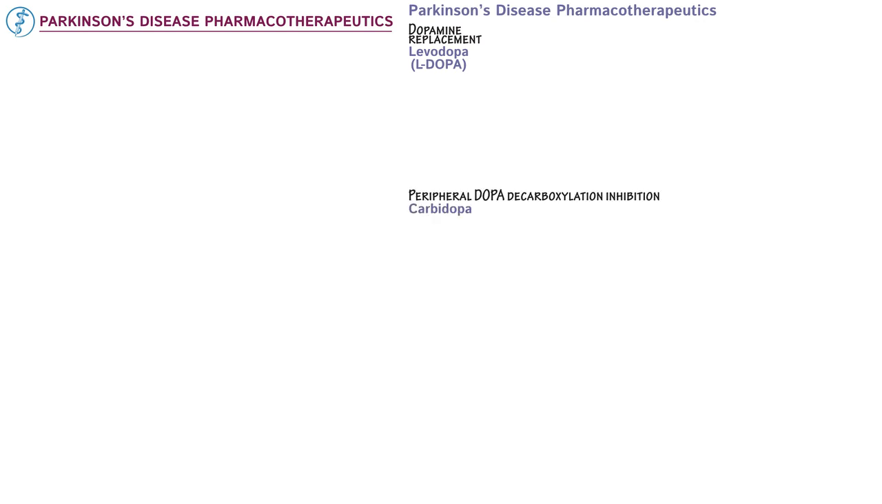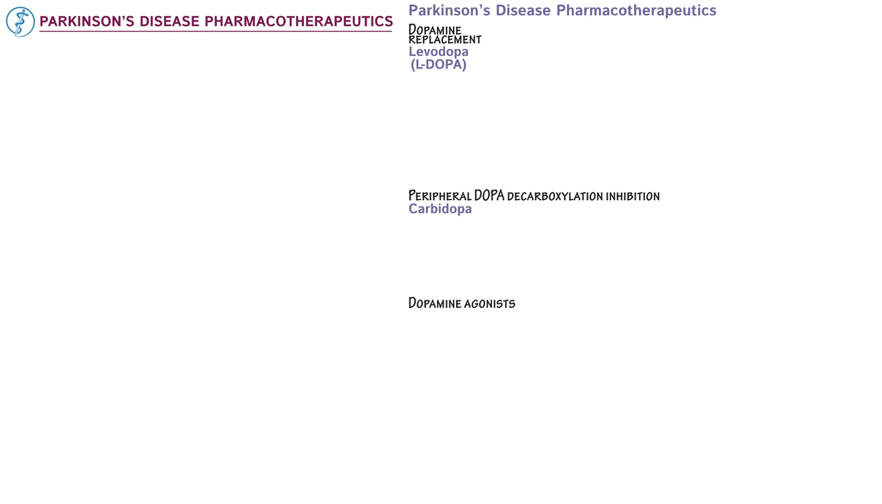Here we'll learn the pharmacotherapeutics of the movement disorder Parkinson's disease. To begin, let's write out the various forms of treatments for Parkinson's disease. First, dopamine replacement therapy, for which we use levodopa, L-DOPA. Indicate that it's used in conjunction with carbidopa, which provides peripheral dopa decarboxylation inhibition. As we'll see, carbidopa increases the circulating concentration of L-DOPA in the brain.